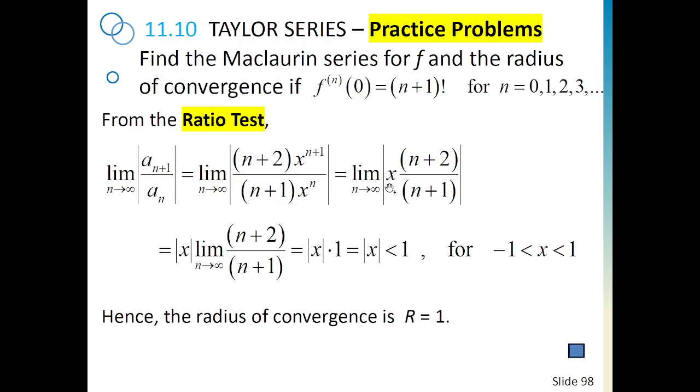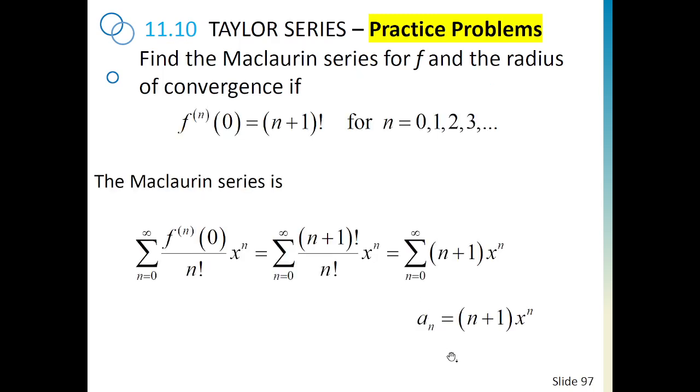So x doesn't depend on n, so it can go outside of the limit. Obviously the absolute values need to be preserved, so we have absolute value of x times the limit of this expression. Obviously this is 1, so we have absolute value of x as the limit of the ratio. And we remember from the ratio test that in order to have convergence, the limit that we compute needs to be smaller than 1. So this means that absolute value of x needs to be smaller than 1, so x needs to be in the interval (-1, 1). So the radius of convergence is 1, we get it from here immediately.